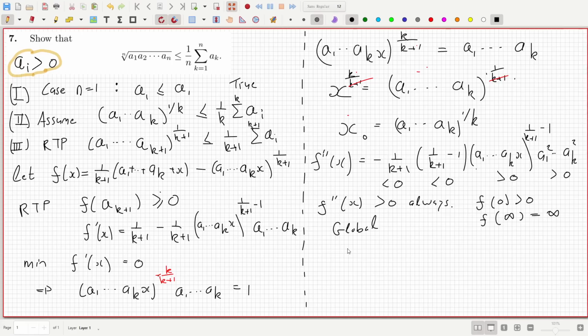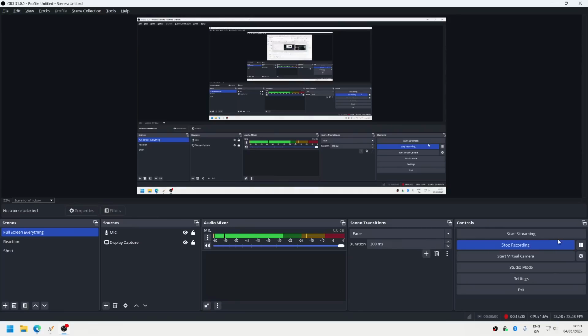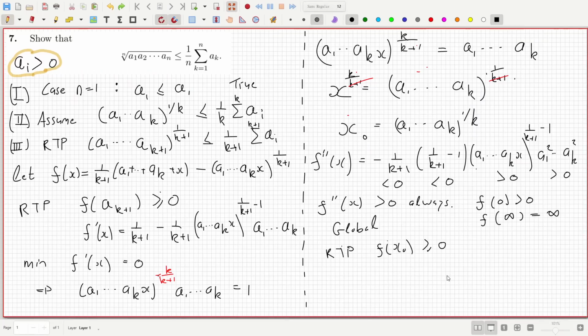I'll have to think. Okay, so now, where was I? We have to show that f of x0 is greater than or equal to 0, because then that would mean that if the global minimum is above the x-axis, then of course that would mean f of a_(k+1) would be more than or equal to 0.